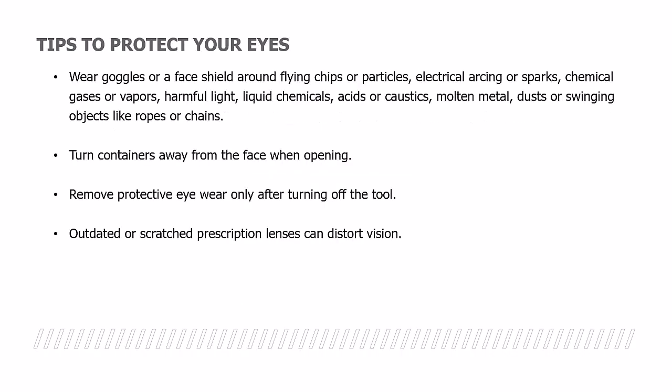Tips to protect your eyes. Wear goggles and face shields when you're around flying chips or particles, electrical arcs or sparks, chemicals, vapors, gases, harmful light, bright lights. A good example could be grinding welds down in a metal shop. Or it could be liquid chemicals. Things can get splashed in the eye, or maybe acids or caustics, molten metal, dust, or even swinging objects like ropes and chains.